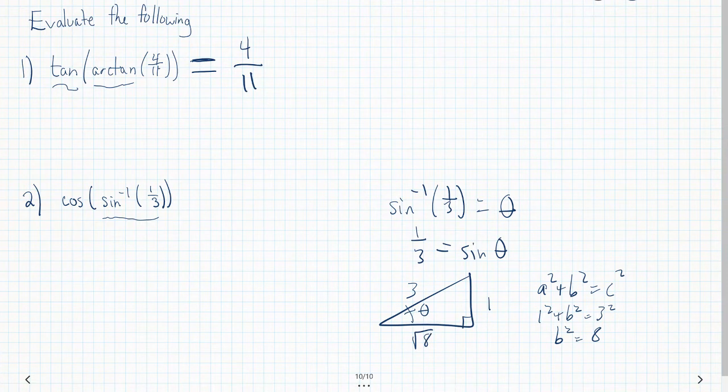Okay, so now we're ready for the cosine of this, which I'll replace with theta. Okay, cosine of theta, what does that equal? Well, it's the adjacent side, which is square root of 8, all over the hypotenuse, which is 3.